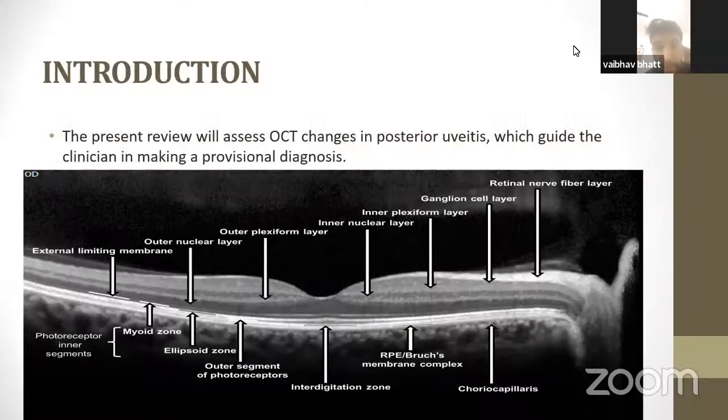Segment of photoreceptor, the interdigitation zone. This is a hyperreflective layer between the RPE and the ISOS, the ellipsoid zone. Then comes the RPE-Bruch's membrane complex and then the choriocapillaris.